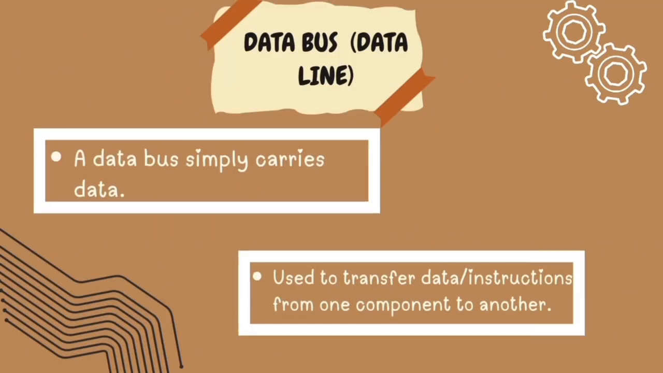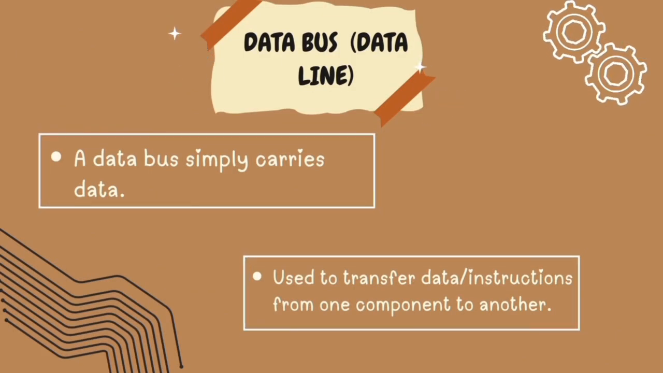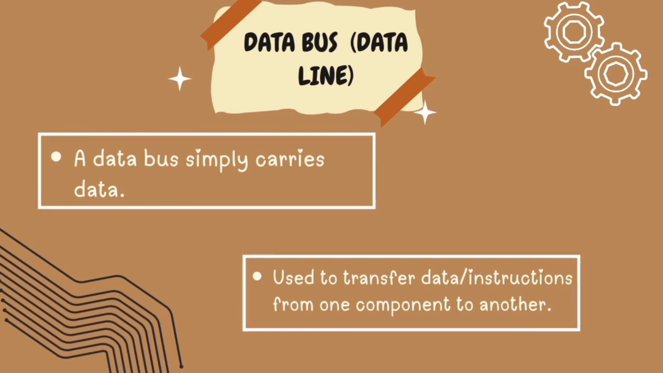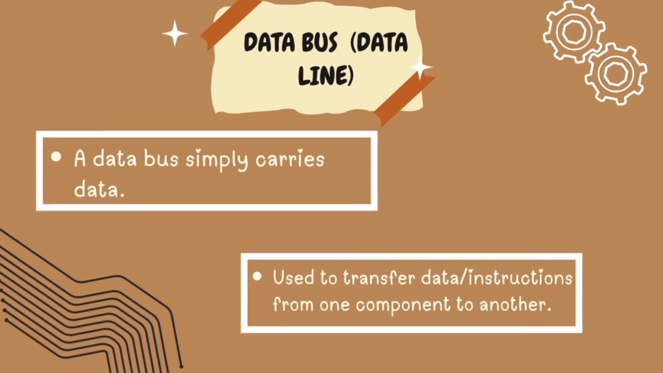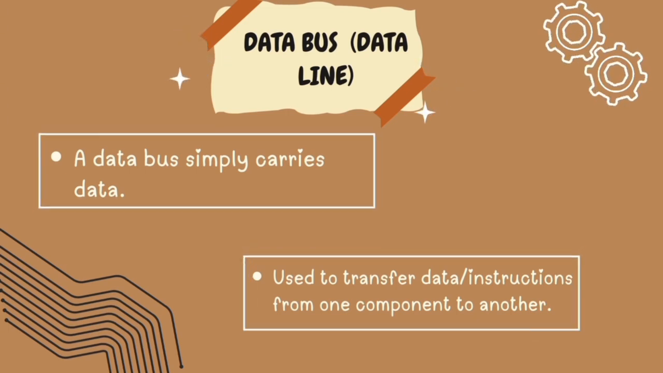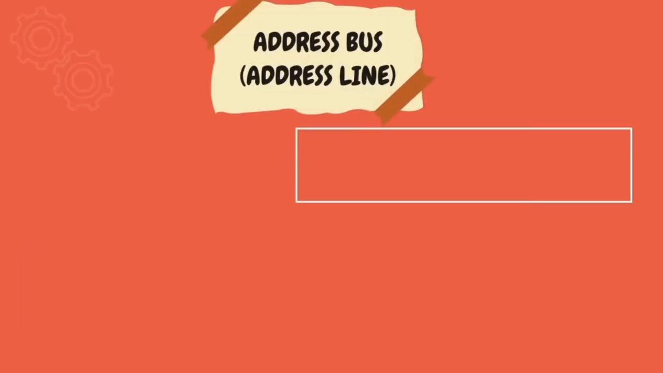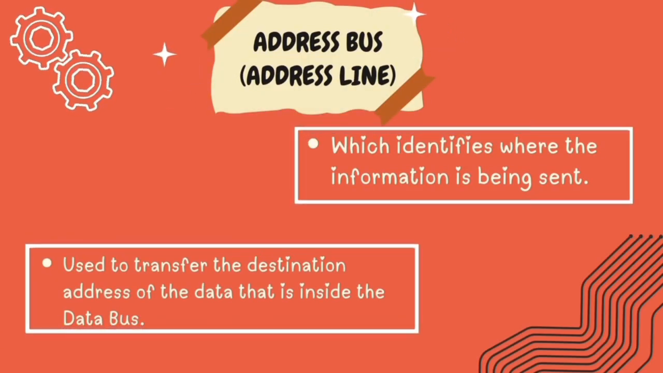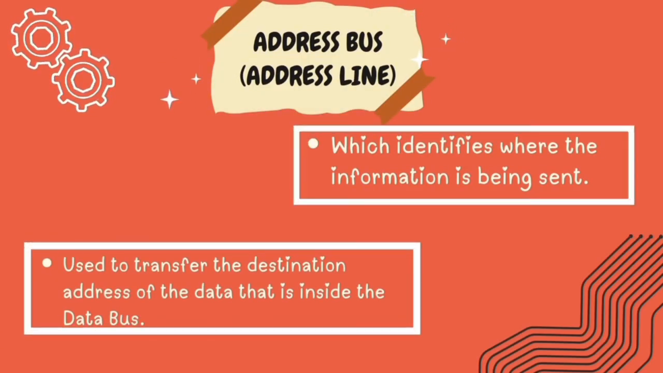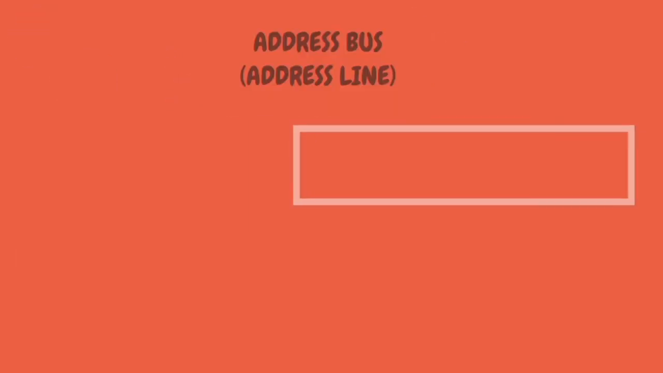the pathway. What is data bus? Data line. A data bus simply carries data and is used to transfer data or instructions from one component to another. Meanwhile, address bus identifies where the information is being sent and is used to transfer the destination address of data that is inside the data bus.